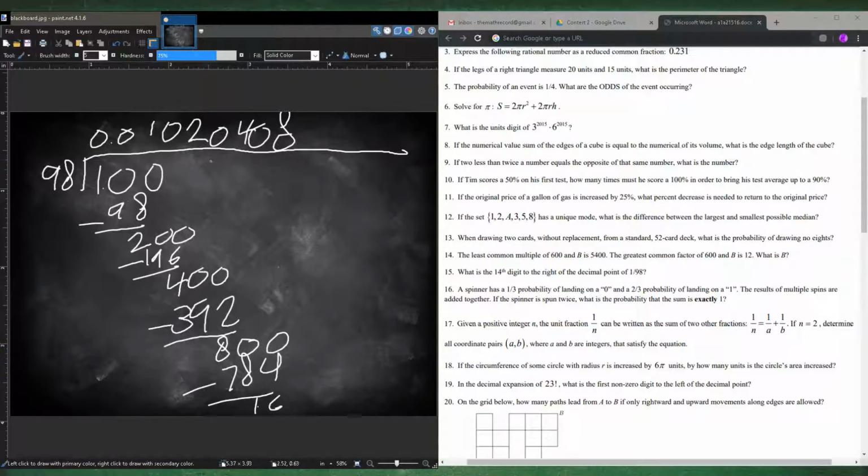16, let's just write it up here. I need room. So drop down that 0, you put this as 1. So minus 98, that's 2, that's 62, right? So you have 62, drop down that 0. 620 divided by 98.